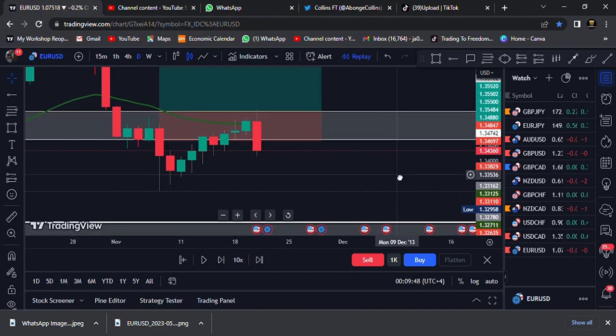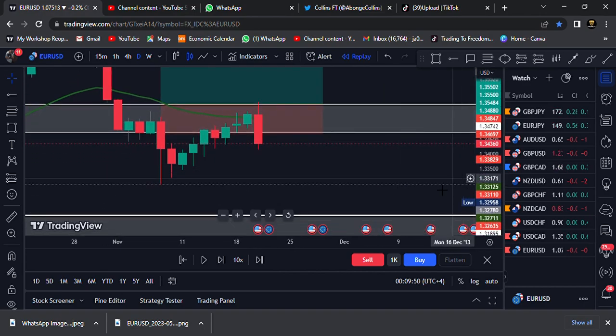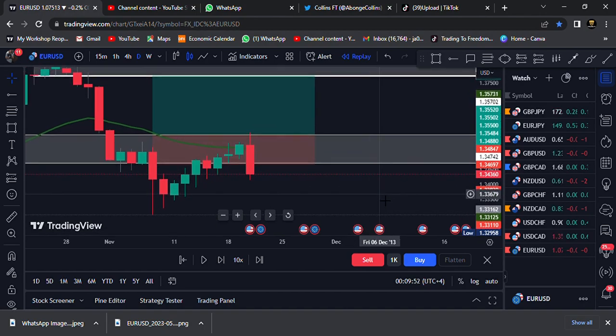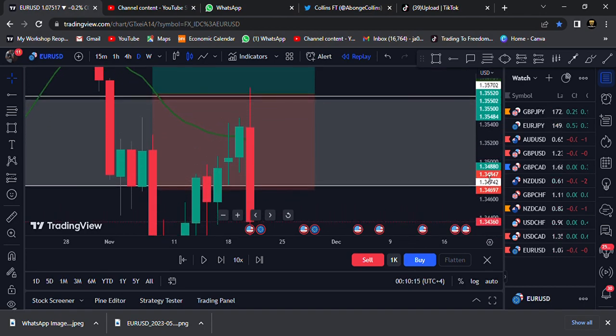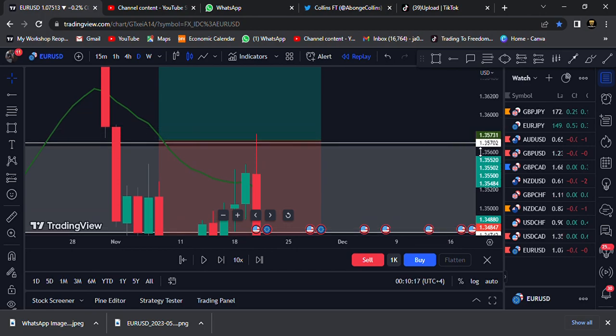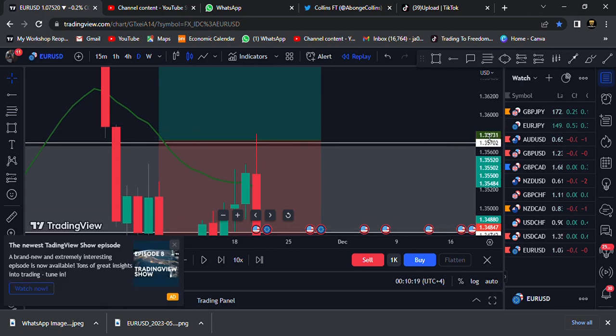Okay, something has happened here guys. Usually when you put your buy stop, it should be 5 pips above, 10 pips above the actual level. So the actual level here is 3573.